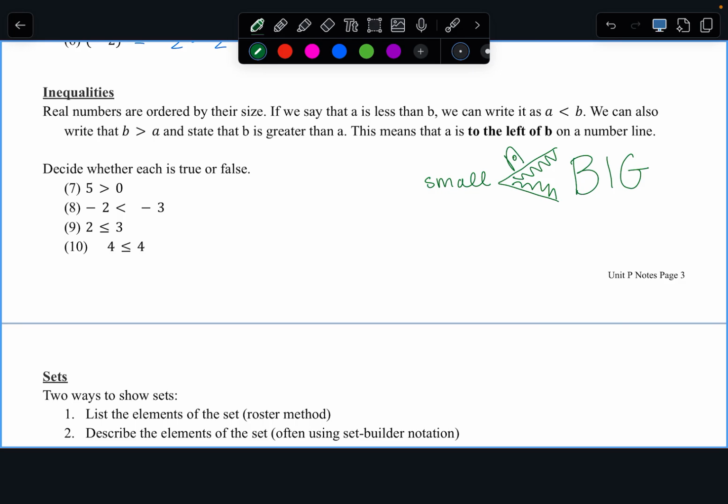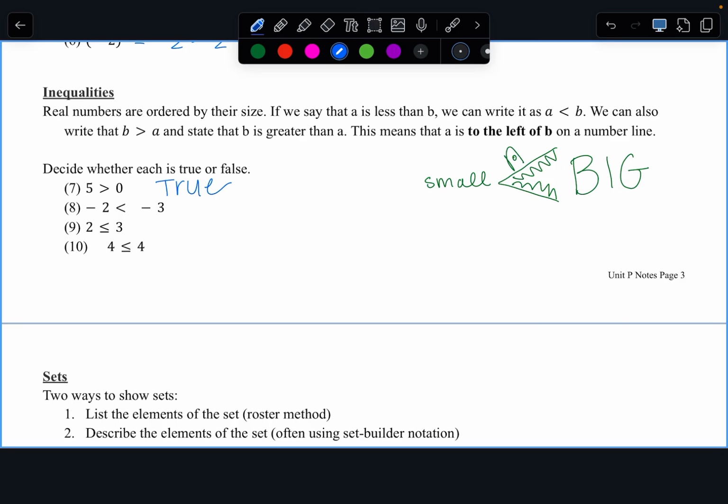So, number 7 through 10 is asking us, is this true or false? Is 5 bigger than 0? Yeah, that's true. Yes, 5 is bigger.